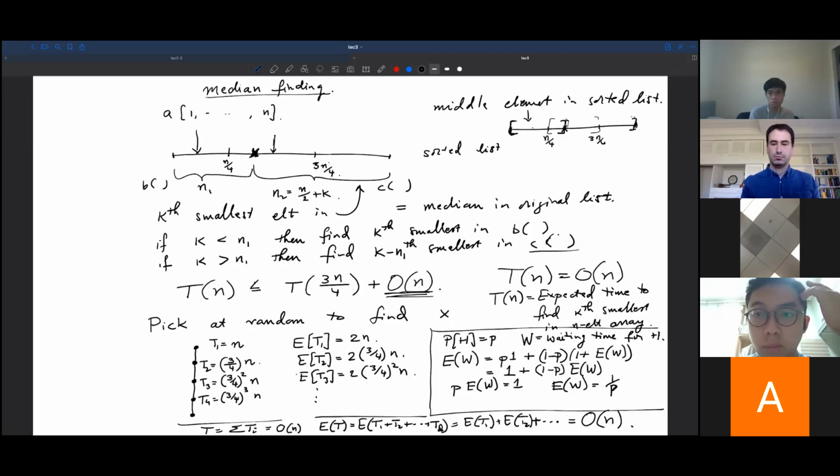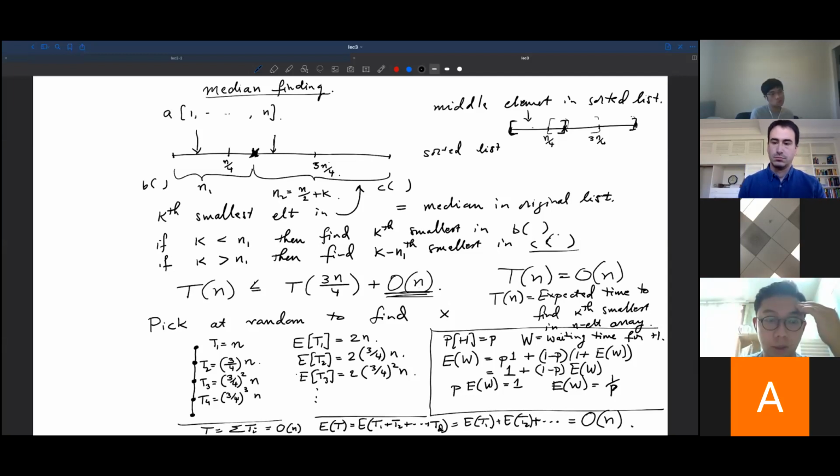Does it make sense? Yeah, so we are expecting that whenever we partition, it would be in the range of 3n over 4. Okay, thank you.